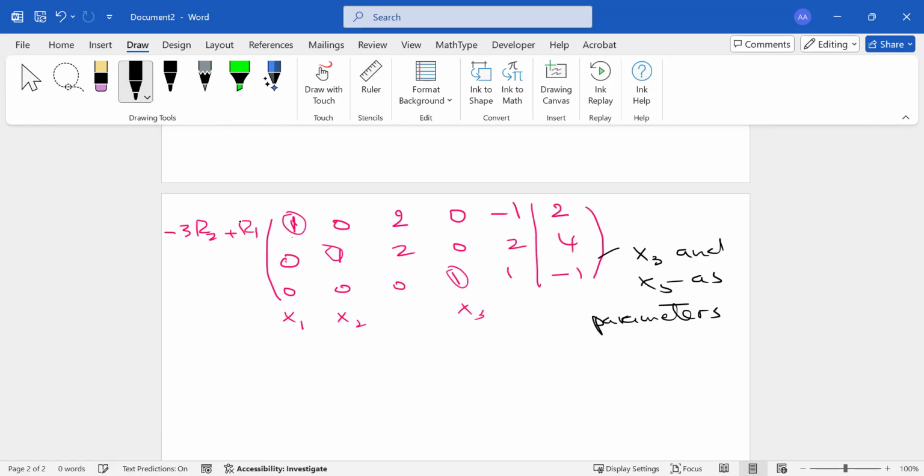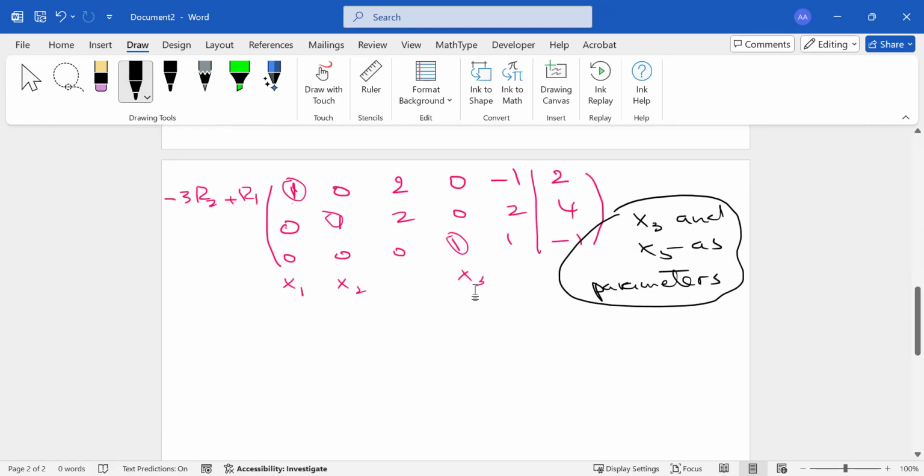The question is, what if someone else chose another set of parameters? It's okay, but this one is a better choice, right? Way better than any other choice you could make in this case. So when it comes to calculation, for instance, the first row says x1 plus 2x3 minus x5 is equal to 2. As you can see here, x1 is easily x1 equals -2x3 plus x5 plus 2, okay?